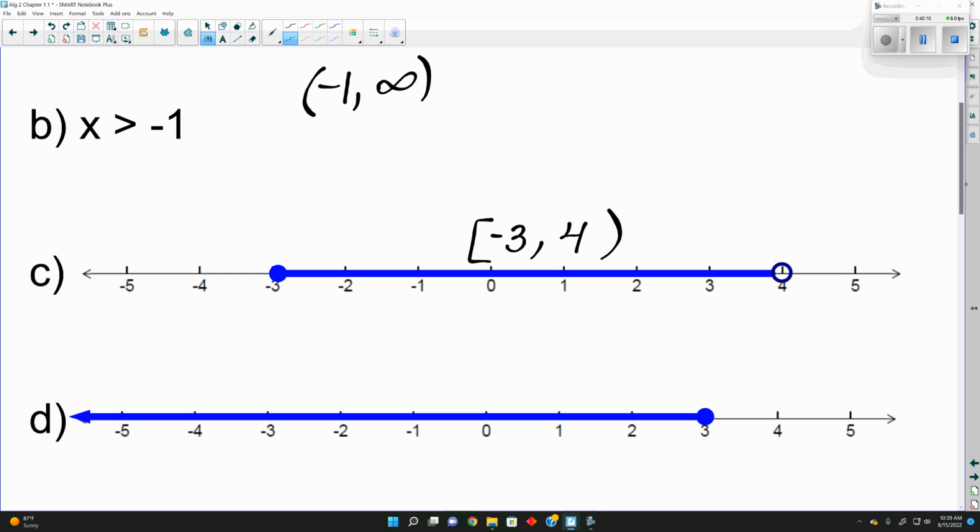Now, if we wanted to write this with our greater than or less than, we would say that negative 3 is less than or equal to x is less than 4. Because when x is in the middle, we shade in the middle.